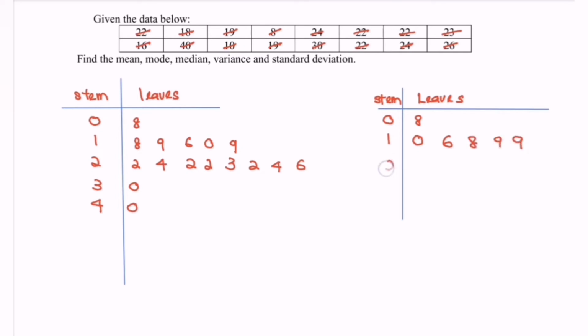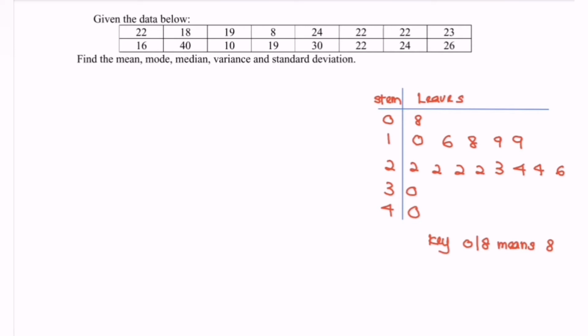Next we have 2, rearranged: 2, 2, 2, and 2. Next, 3, 2 times for the 4, and then we have 6. Then 3: 0, 4: 0. Kindly include a key, or we say the legend, to explain the meaning of the entries. For example, key: 0/8 means 8.